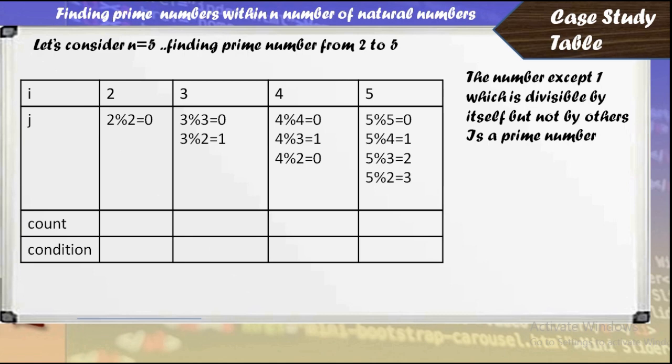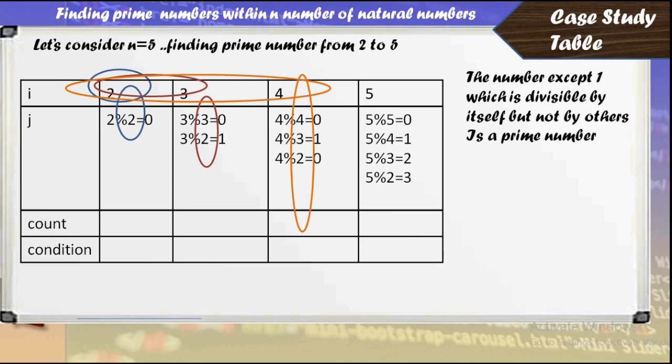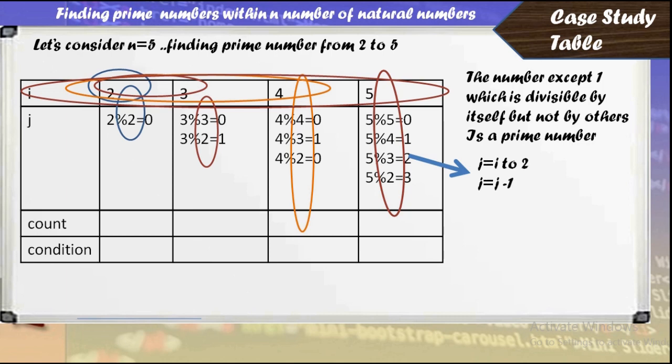So the value of j for each column starts from the value of i of that column down to 2. So here we find the condition i less than or equal to 5, which can be generalized as i less than or equal to n, where n is the number of natural numbers. Then j equal to i down to j equal to 2. In each loop of j, the value of j will be decremented, j equal to j minus 1, and in the outer loop of i, the value of i will be incremented, i equal to i plus 1.